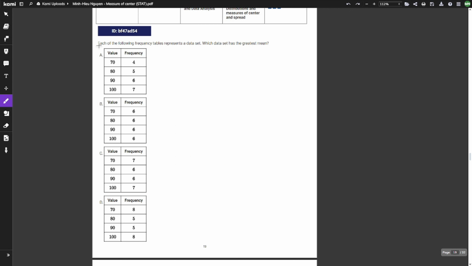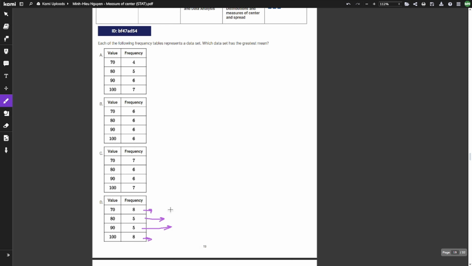Question number 19. Each of the following frequency tables represents a dataset. Which dataset has the greatest mean? Now you could go and calculate the means for each and every one of these, but there's also a pattern that you can notice. So here let's start backwards. Let's look at D. The frequency of this number and this number, they're both the same. And then the frequency of this number and this number is also the same. So this means that this dataset is symmetric around a central point.